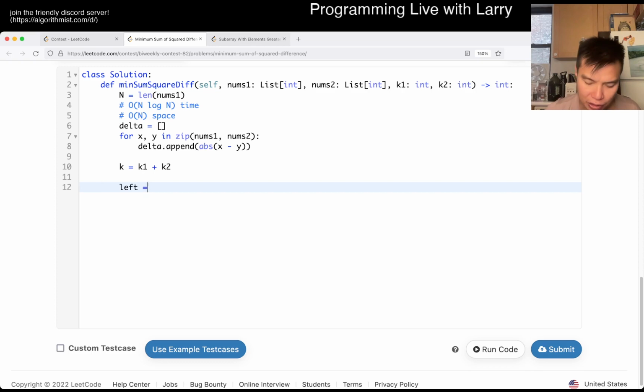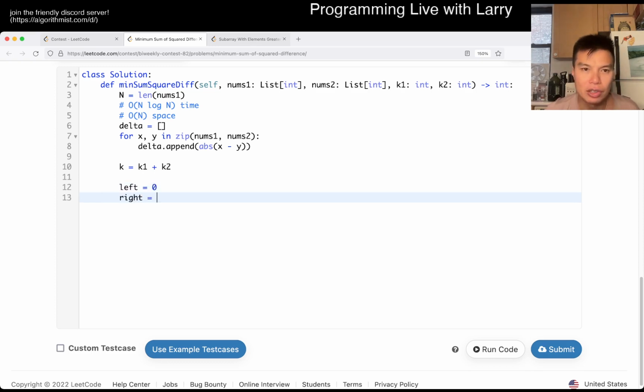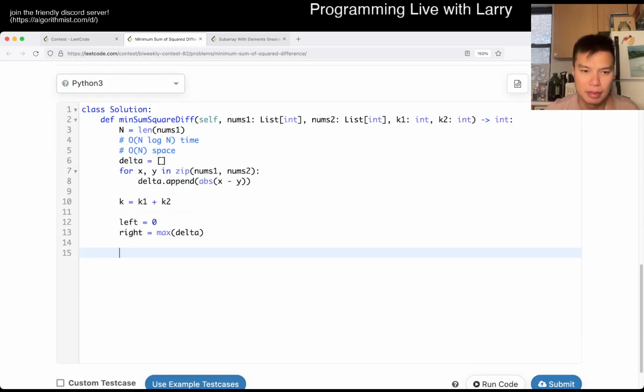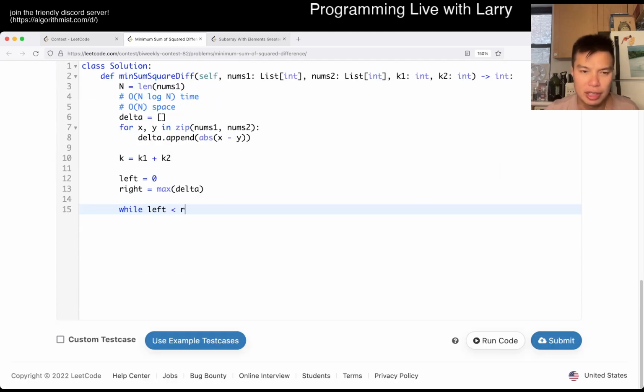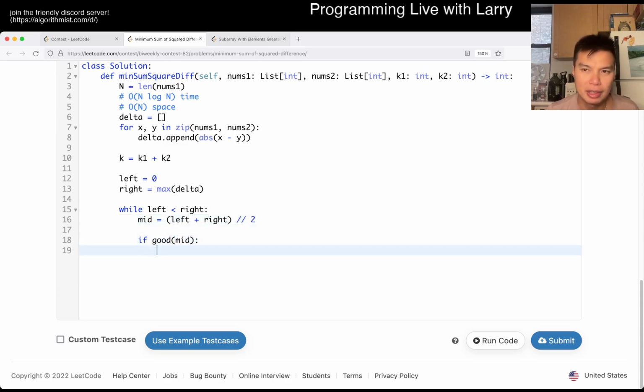Okay, so left is equal to 0, right is equal to max of delta. Can we do 0? Yeah, we can do 0. So here, this is binary search. And then now if good of mid, what does good mean, right? Okay.